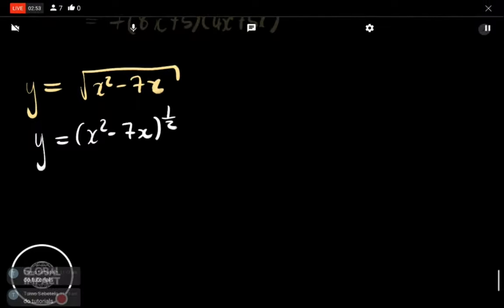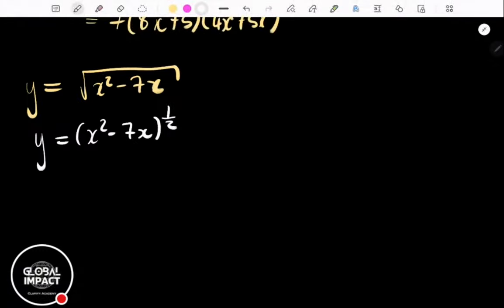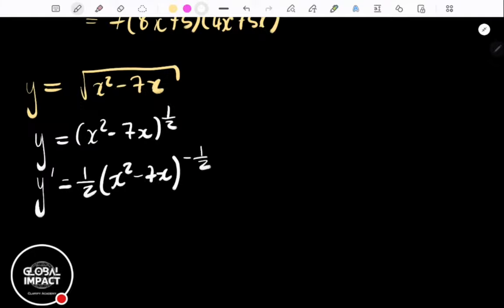The chain rule will say to you, start with the outside. Differentiate the outside, then multiply by the derivative of the inside. So you start with this half, you drop it, so you can say your y prime is going to be half, comes down. Then the inside doesn't change, x squared minus 7x. It is now to the power negative half. You drop the power and reduce it by 1. Then you now multiply by the derivative of the inside, which is 2x minus 7.